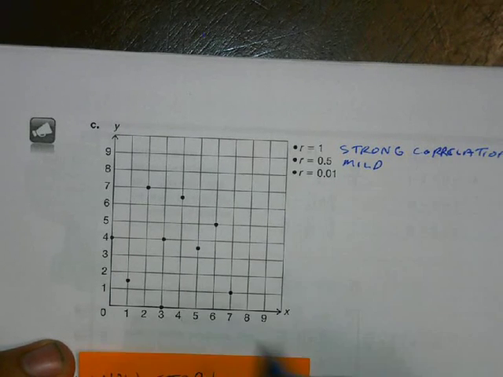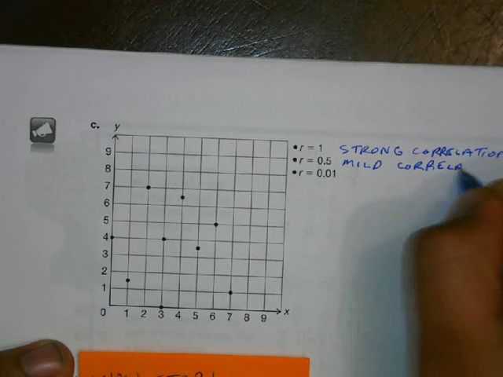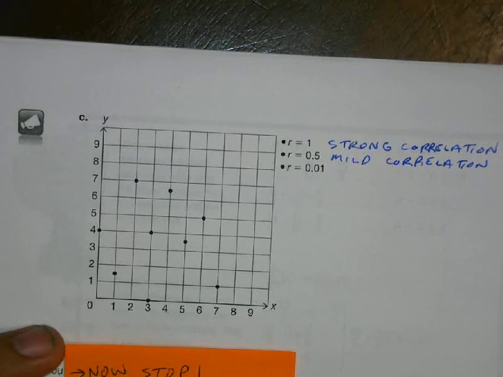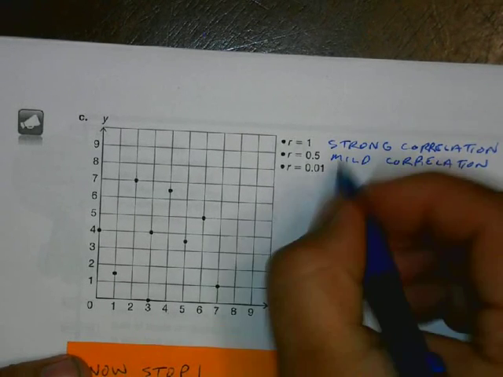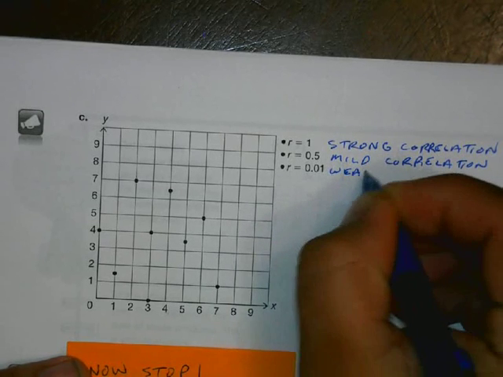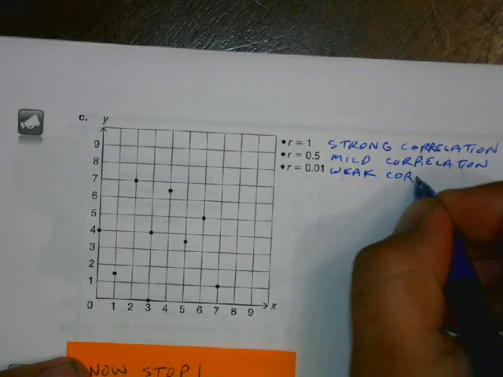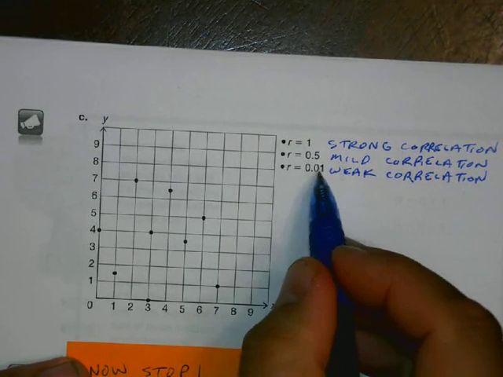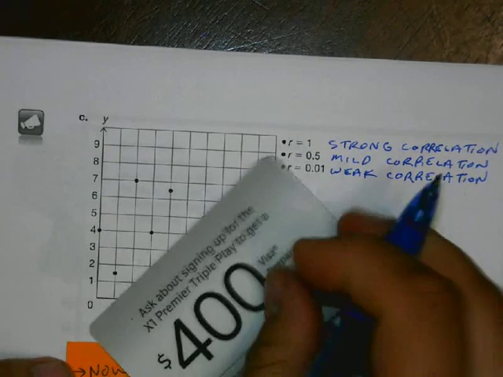And if I try to draw a line in this thing, here, here, maybe like that, it just doesn't seem to really have a line that really stands out with those dots, that really matches up with them. So I'm going to say this is a weak correlation. So now we've got to explain that. We've got to explain this weak correlation.